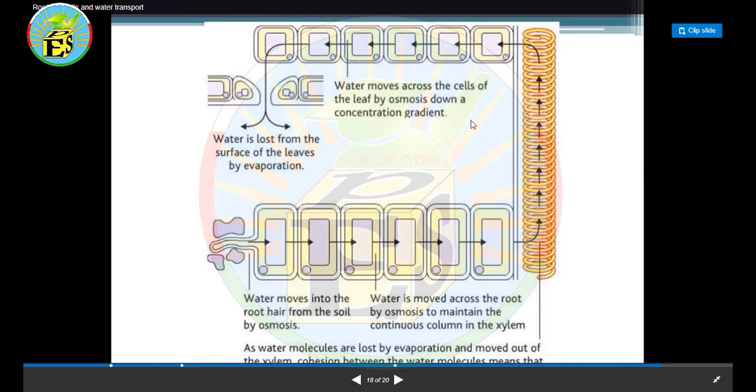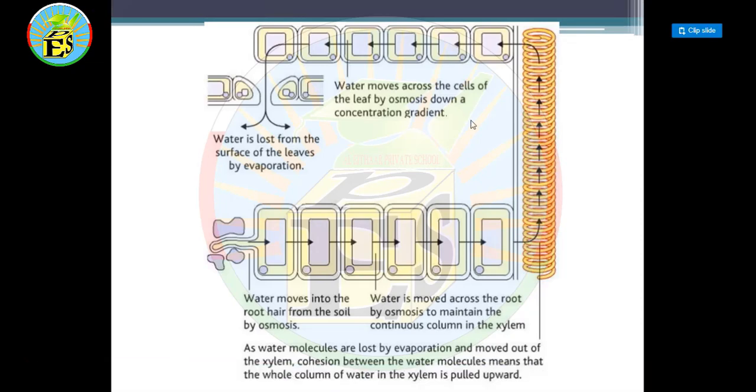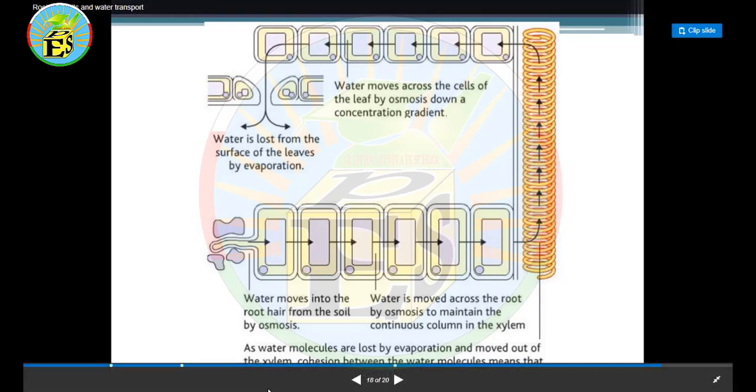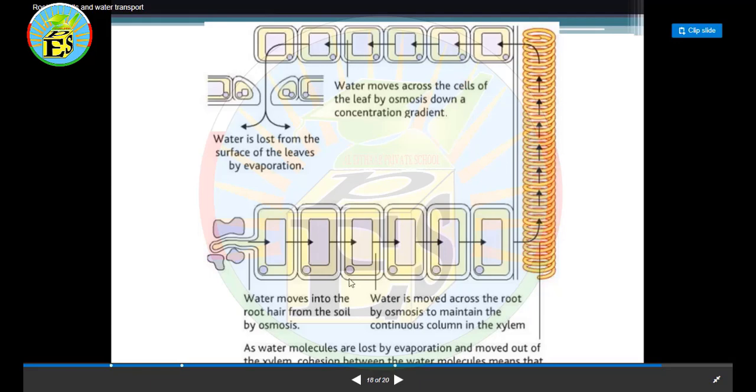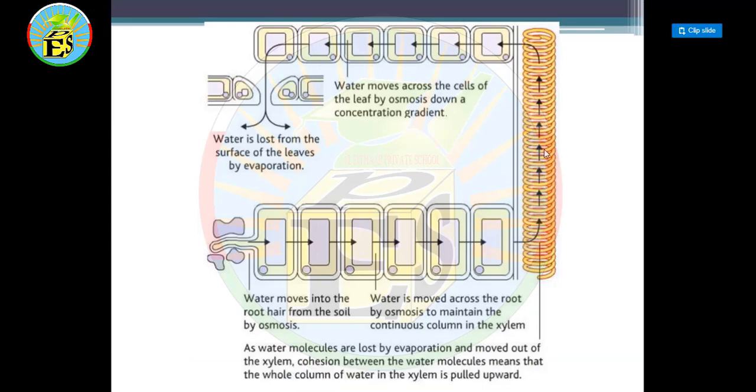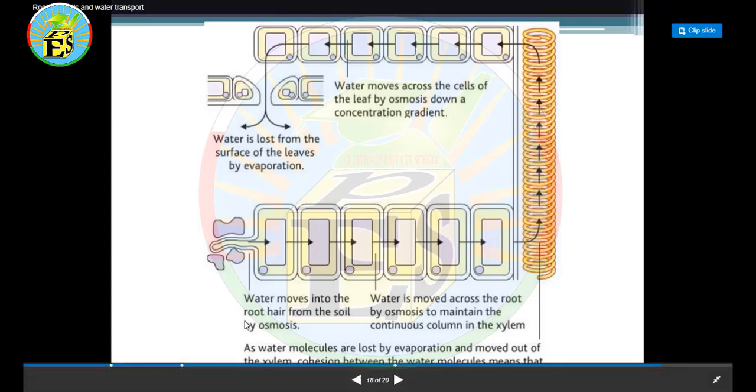You can see here how water will move. From here, water will go into the root hair cells from the soil by osmosis. Then water is moved across the root by osmosis to maintain the continuous column in the xylem. Then water will travel from here. A water molecule lost by evaporation moves out of the xylem. Cohesion between the water molecules means the whole column, I will explain later.